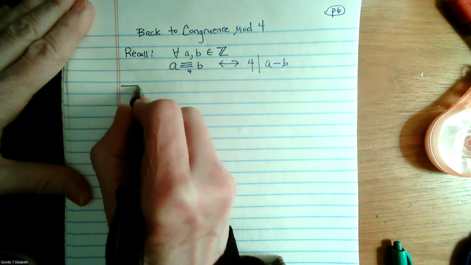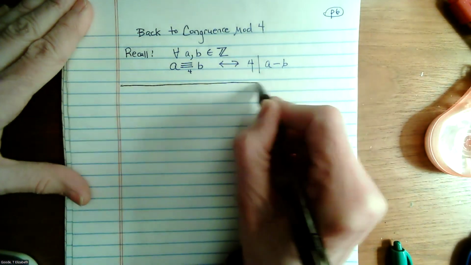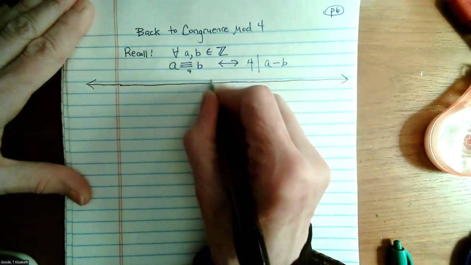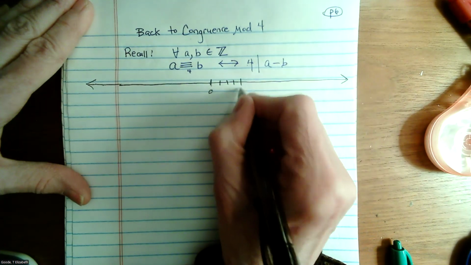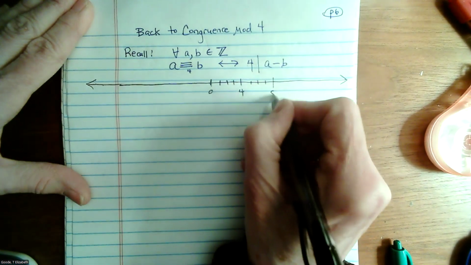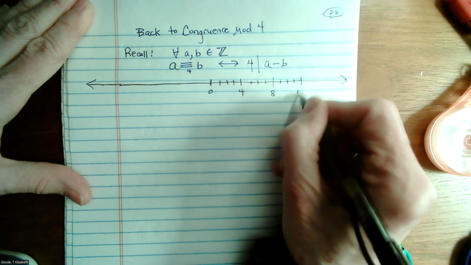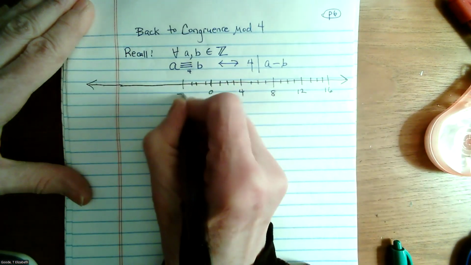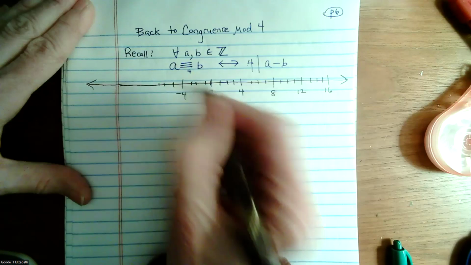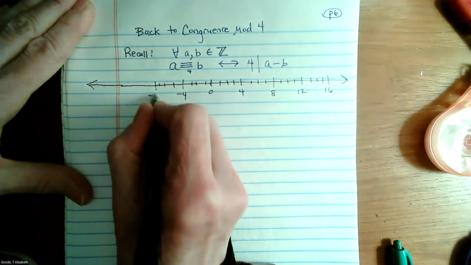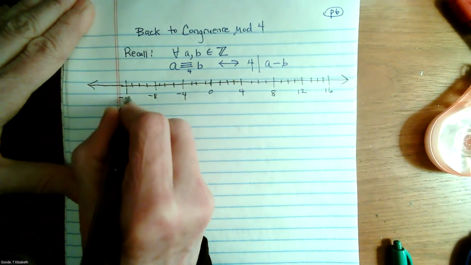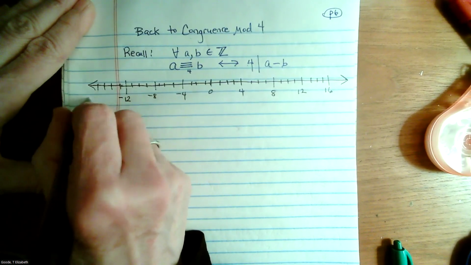So as we have our discussion tonight about congruence mod 4, it might be helpful if we think about a number line. Here's 0, 1, 2, 3, 4, 5, 6, 7, 8. It can be helpful to understand what's really going on with congruence mod anything. Here, the modulus is 4. We're dividing by 4.